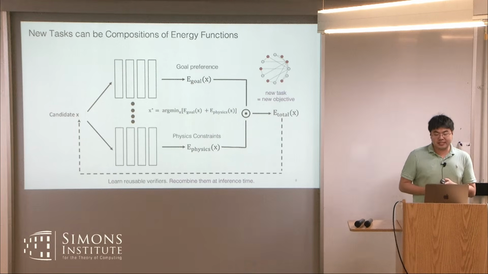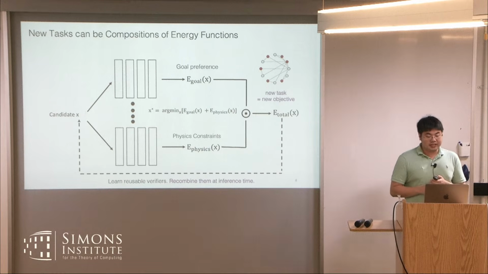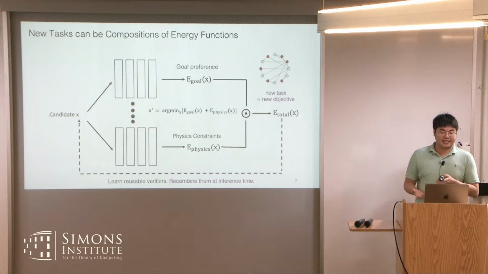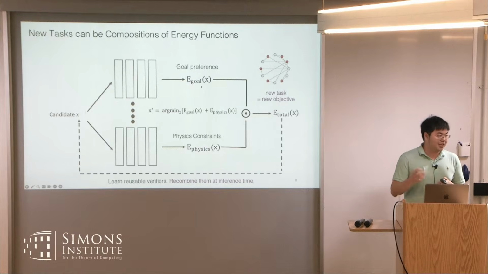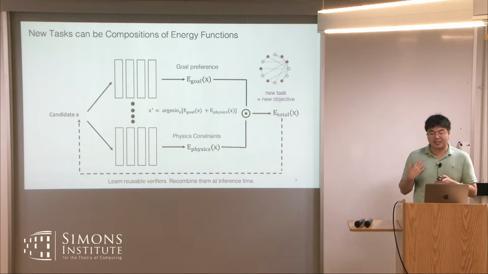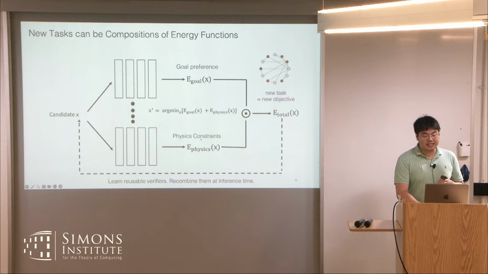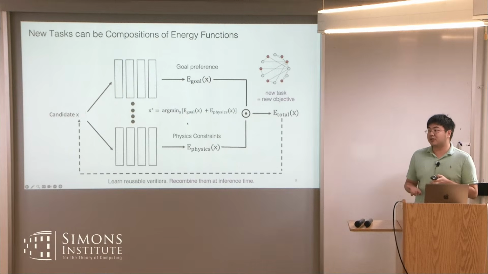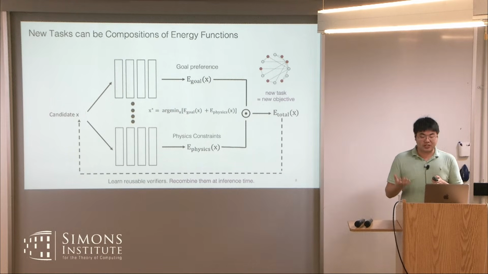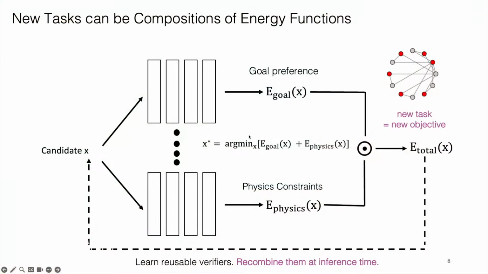And another nice aspect of this type of energy parameterization of reasoning is if you want to solve some complex task, maybe you want to optimize for a trajectory that reaches a particular goal, and you also want the trajectory to satisfy some type of physics constraint, you can directly optimize the combination of these two constraints in order to solve your task. So this type of specification of writing the problem you want to solve as this energy function allows you to compose multiple different energy functions to solve more complex tasks also.